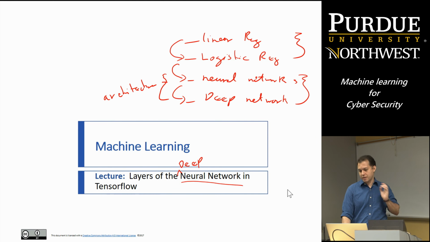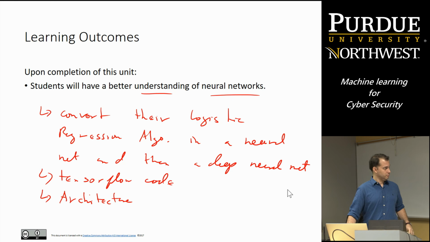I did some drawings here, so hopefully they'll make sense. If they don't, look at the other slides. Those are a little bit done by computer. All right, so these are the objectives: just to convert the logistic regression algorithm into neural nets and deep neural nets.